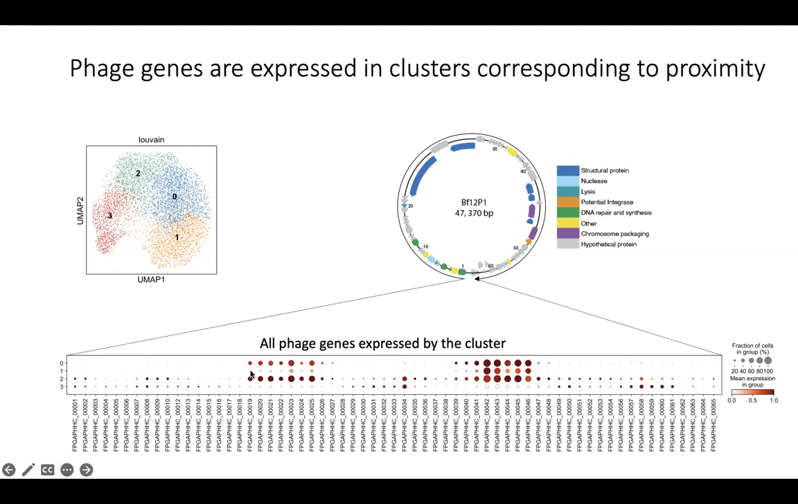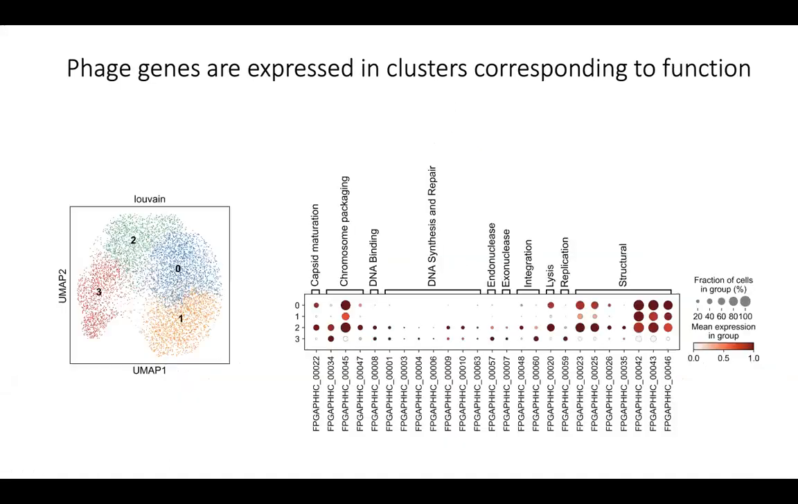Now we can see that these phage genes expressed by the different clusters actually group by this location on this DNA, right? And they also correspondingly group by function. So we can see these patterns where, let's say, cluster 3 here, which is on this end of this clustering picture, and at the very bottom shows almost no structural genes, but it shows a lot of the DNA repair and synthesis genes. And then we can also just pull all of the genes with annotated function from the phage genome and replot this picture.